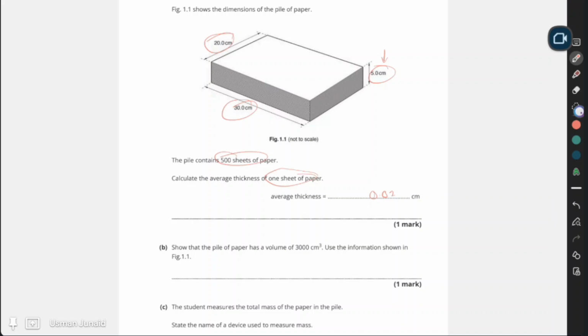Is it 5? You will multiply all three of these. 20, 3,000. Yes. So it does, right? So you can say 20 multiplied by 30 multiplied by 5 is equal to 3000. Hence shown.